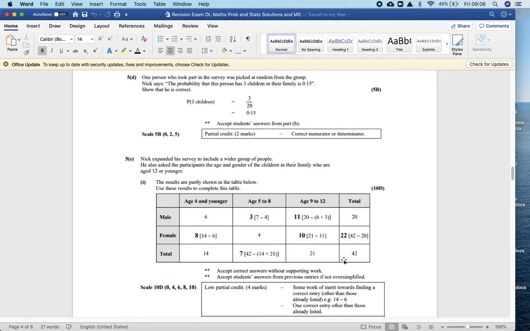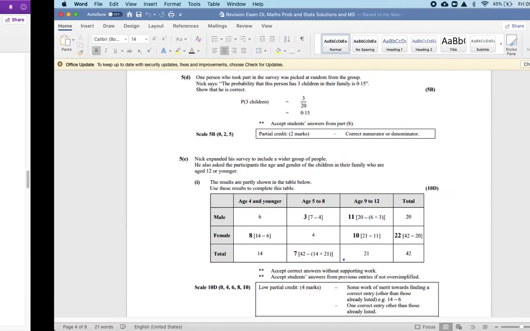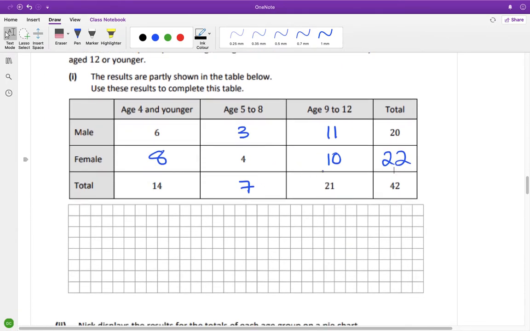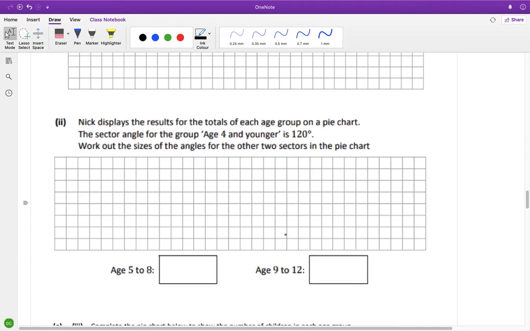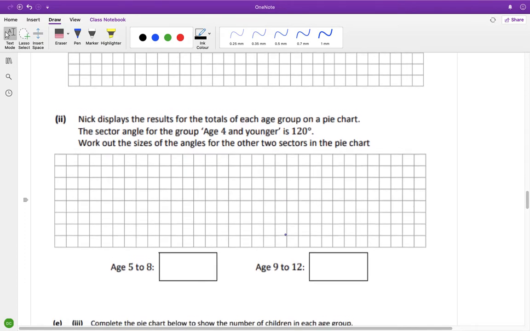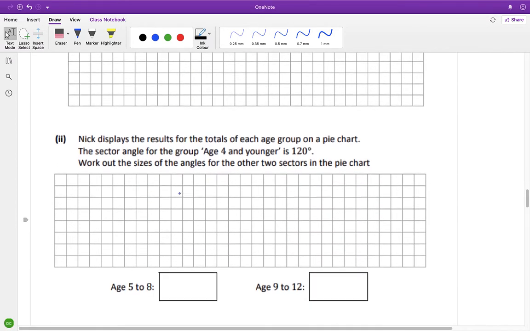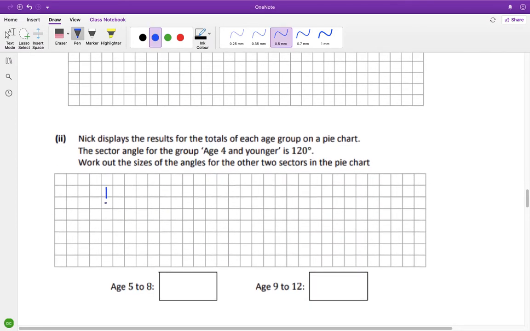See, they have it right. 3, 11, 8, 10, 22, yeah, and 7. Perfect. I kind of spoke how to do that, so hopefully you got that. Nick displays the results for the totals of each age group on a pie chart. The sector angle for the age group 4 and younger is 120 degrees. So that's 14. So 14 children is 120 degrees. Work out the sizes of the other 2 sectors.